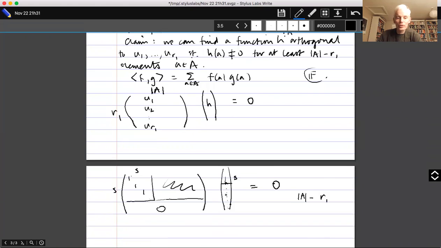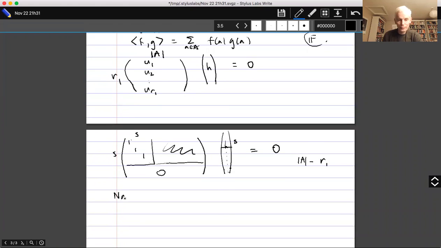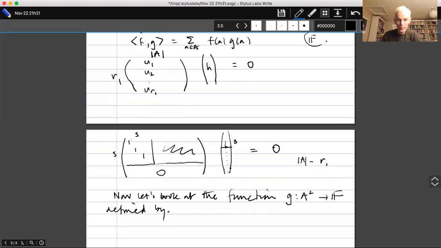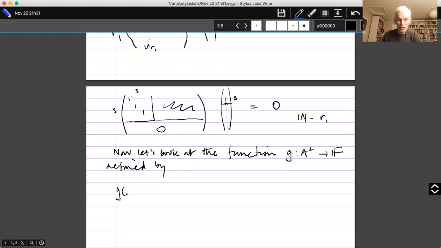And now what are we going to do? So now let's look at the function G from A squared to F, defined by G(y,z) equals the sum over all x of H(x) F(x,y,z).